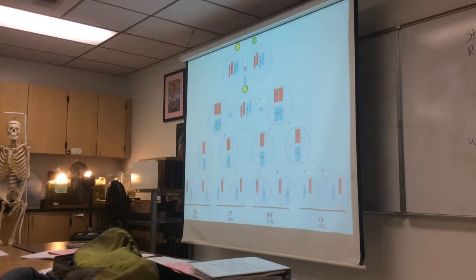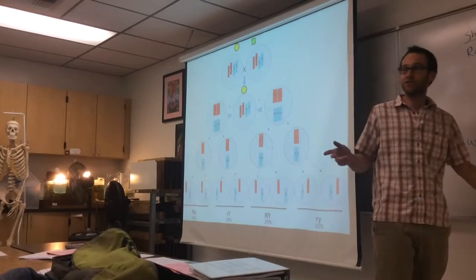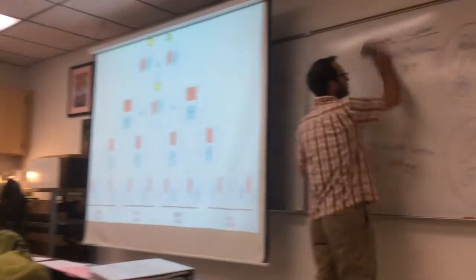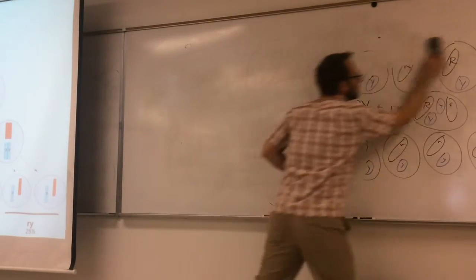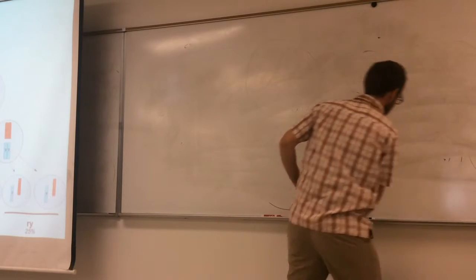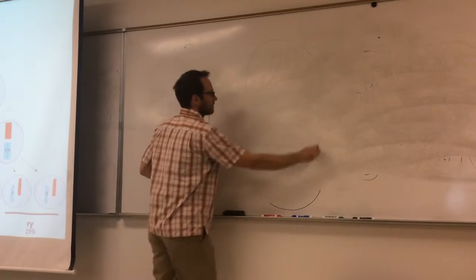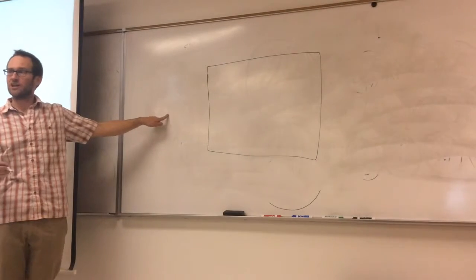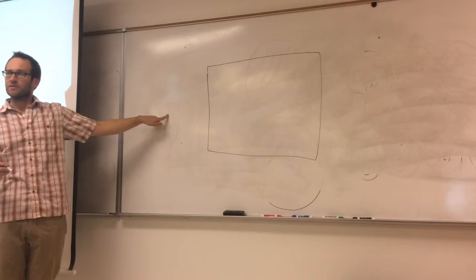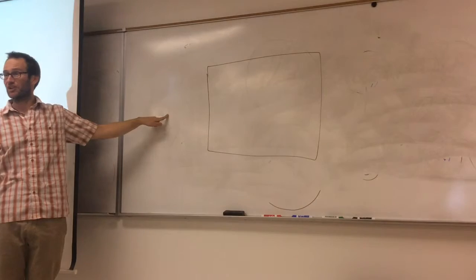So when you set up a Punnett square, what you're going to do in this case is a little different than how you set a Punnett square up previously. If this is my Punnett square, who is parent 1? What's their genotype? Big R and big Y, yes, but what else? Little r and little y.